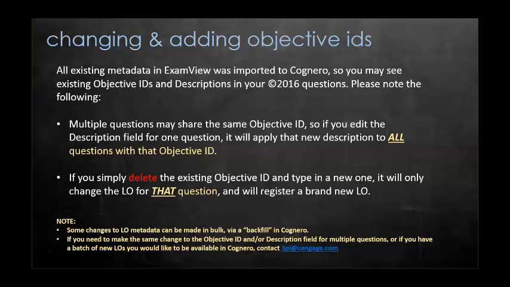Some changes to learning objective metadata can be made in bulk via a backfill in Cognero. If you need to make the same change to the learning objective, the objective ID, or the description field for multiple questions, or you have a batch of new learning objectives you need available in Cognero, you want to email us at 3pi@cengage.com. That's something we can help you with in bulk when we work with Cognero. It could be really time-consuming if you had to go through and change individual ones altogether.